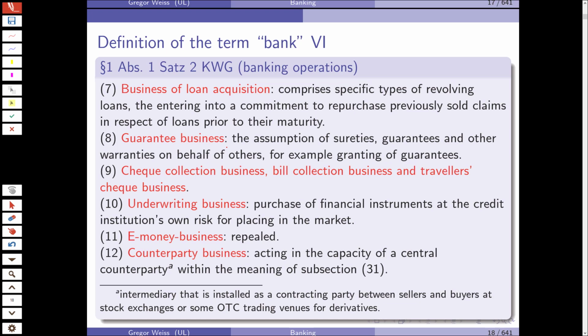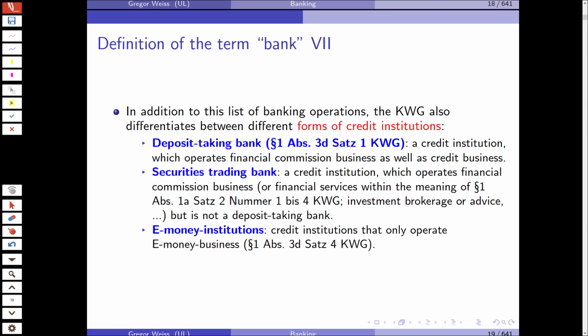But as soon as you take on deposits, you are a bank in the true sense and you need to be regulated. I need to make sure that you don't do anything fishy with customer deposits. That's why German banking law says we do have credit institutions and we have so-called deposit-taking banks. If you are a bank and you take on deposits, you are a special type of bank. You are a deposit-taking bank, an Einlagenkreditinstitut.